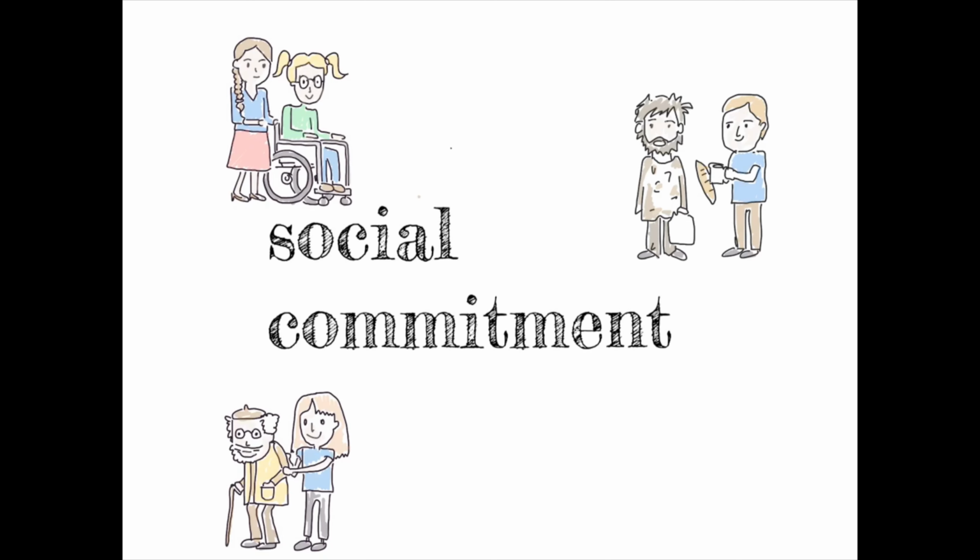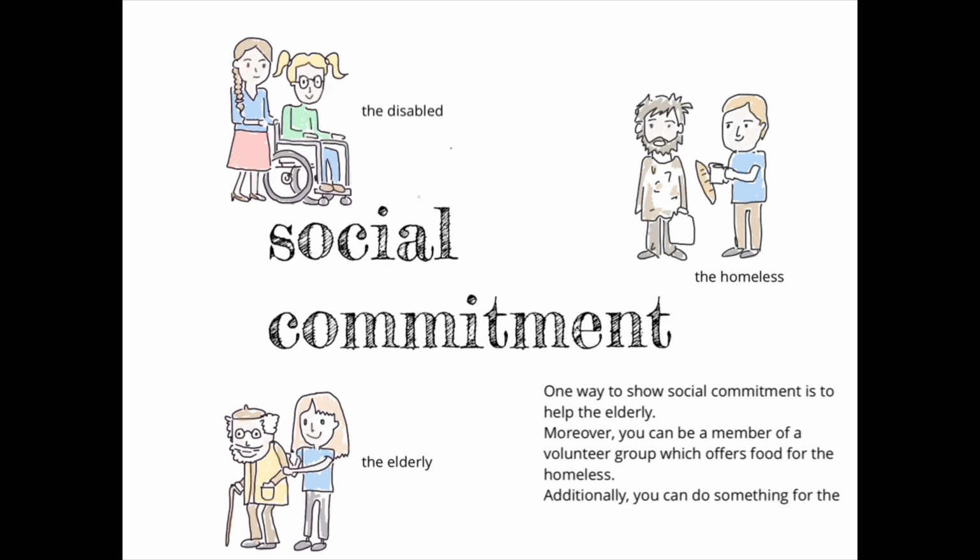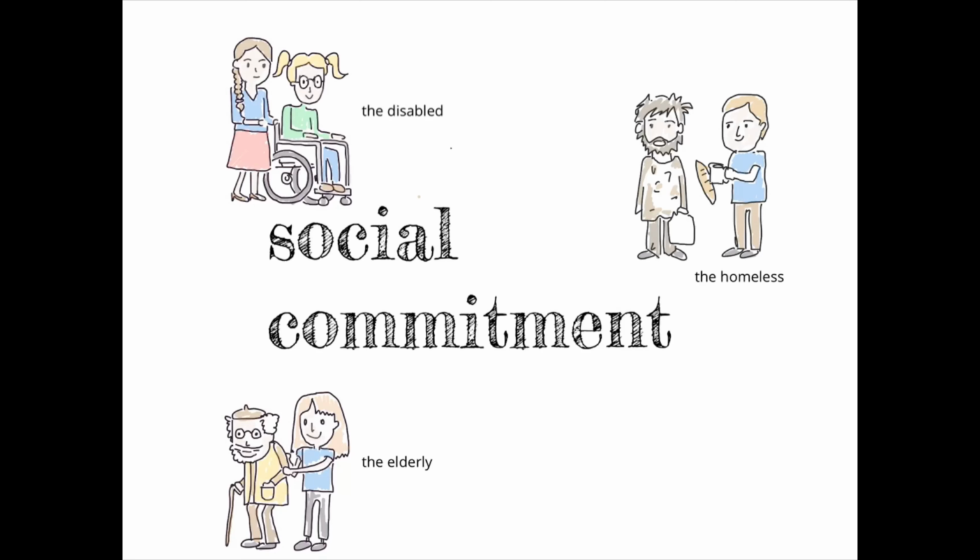So let's summarize. What is social commitment? Social commitment is connected to the disabled, to the homeless, and to the elderly. One way to show social commitment is to help the elderly. Moreover, you can be a member of a volunteer group which offers food for the homeless. Additionally, you can do something for the disabled.